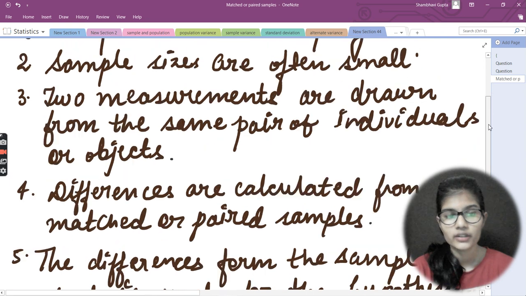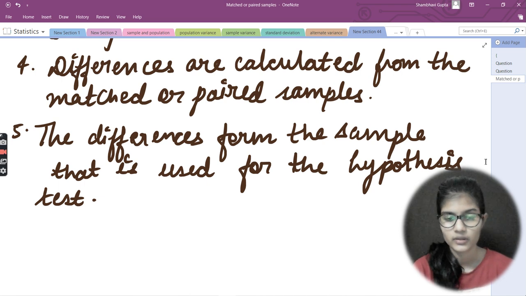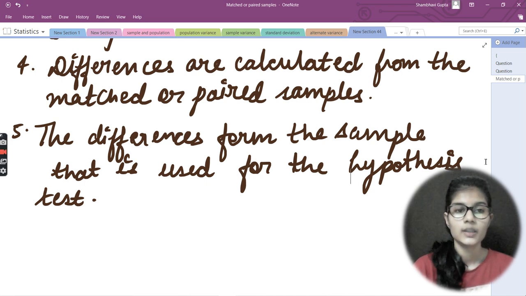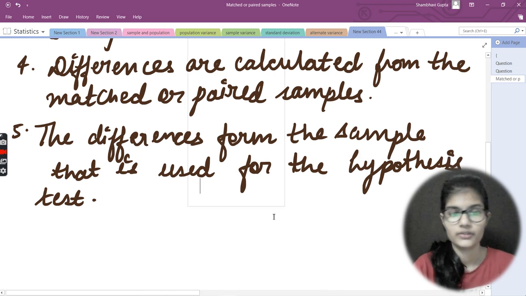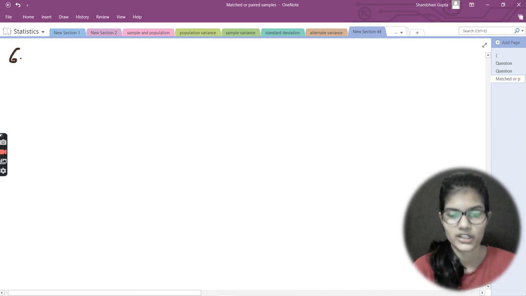Basically, have a look at the last point we mentioned, that differences are calculated from the matched or paired samples. That is absolutely okay. Whatever differences there are, these are calculated from the matched or paired samples. And whenever these differences are calculated, the differences from the samples are used for the hypothesis test. Got that? This is the whole idea regarding matched or paired samples. After that, we have some more to discuss. Let me get some space and write out the 6th point. This is the last point actually.